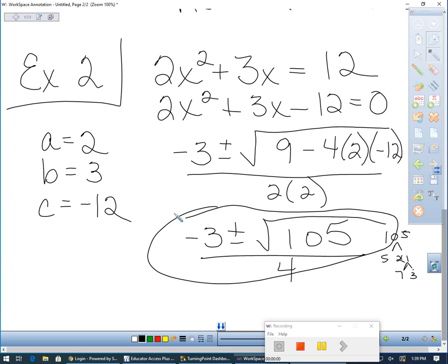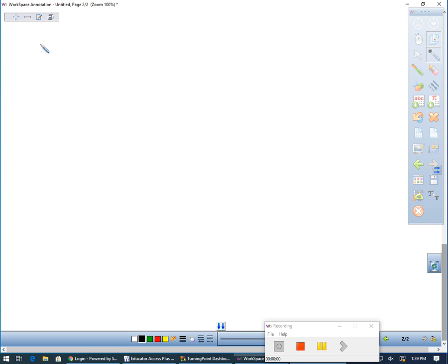It's actually less work than having to plug it in your calculator and get a decimal and do both equations and both answers. Example number 3.